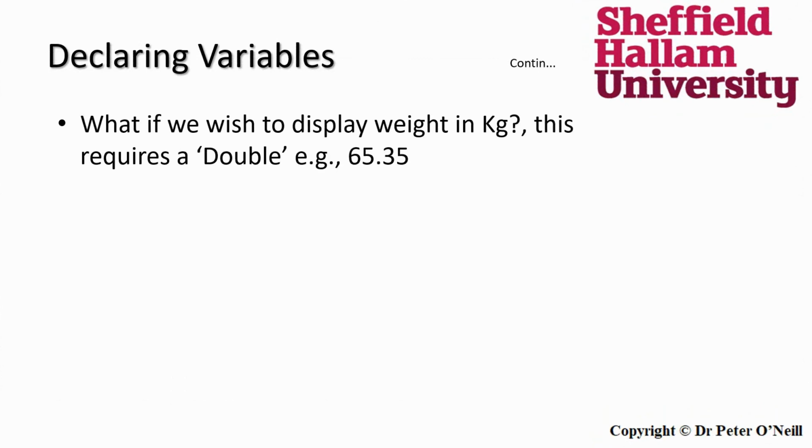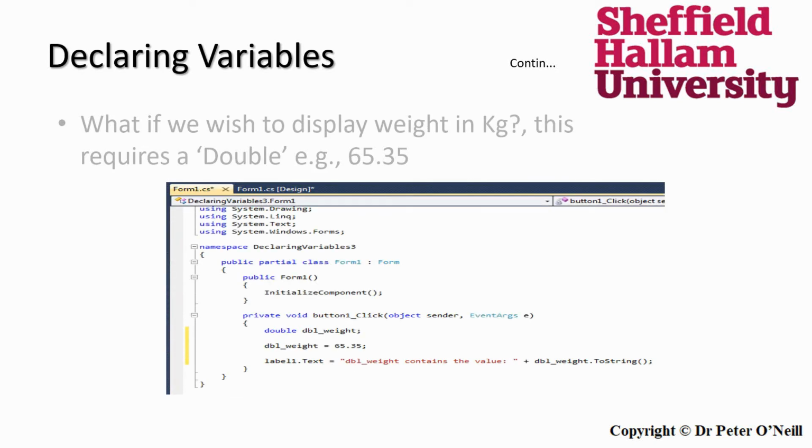Okay, what if we wish to display weight in kilos? This would require a double, for example 65.35. Well, we can declare a double, and we can just change it round. That's not a problem.